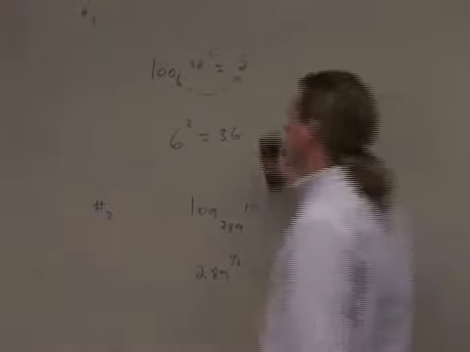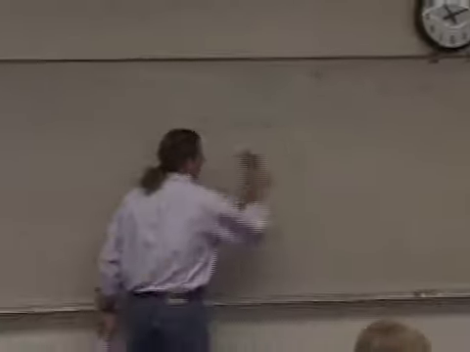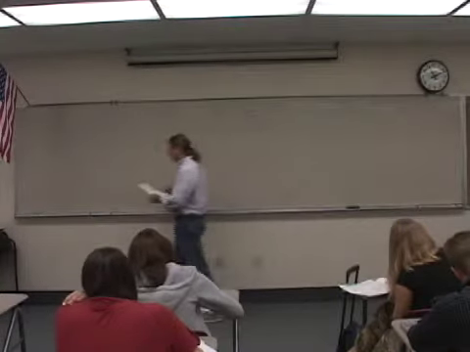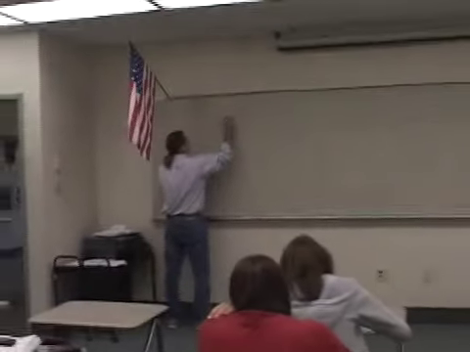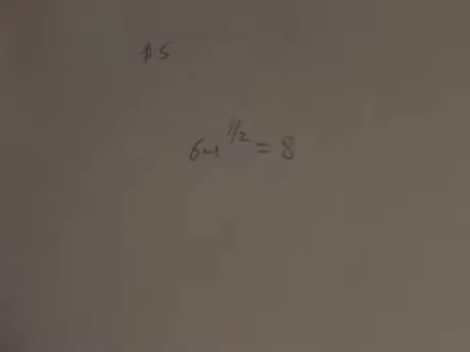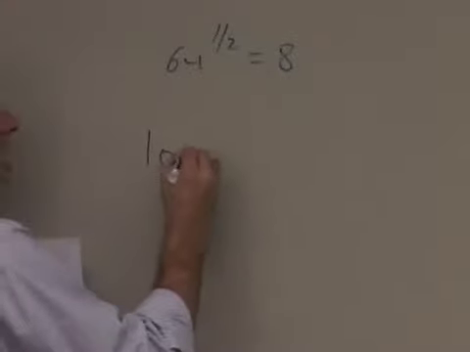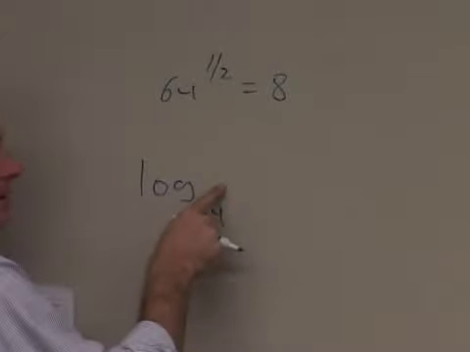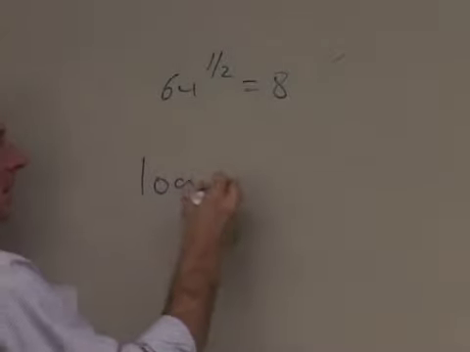The next section is going to simply do the other thing. Can you take an exponential and turn it into a log problem? Okay, so we'll take number 5. We have 64 to the 1/2 equals 8. How does the log equation look for this? Well, I'll write the log. What's the base? 64. What's the inside here? 8 equals 1/2.